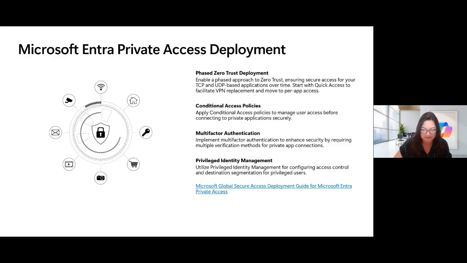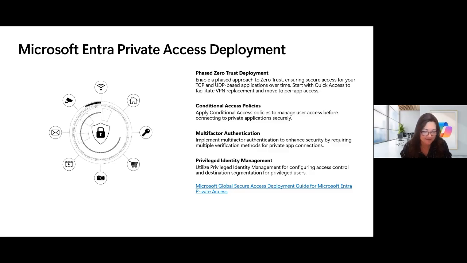So let's take a look at specifically what you want to think about for private access deployment. Private access is the feature of Global Secure Access that enables that phased approach to zero trust network access. In many cases, we find that companies want to start with quick access because that's the fast way to move users off of VPN. They can configure quick access in the POC and ensure that all of their applications are accessible, and then onboard users in waves, and then start moving app segments out of quick access and into enterprise applications to get to that zero trust network access goal.